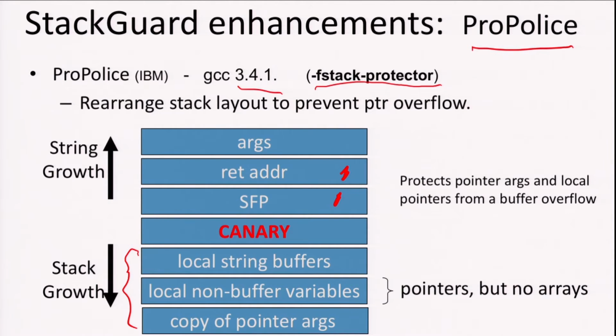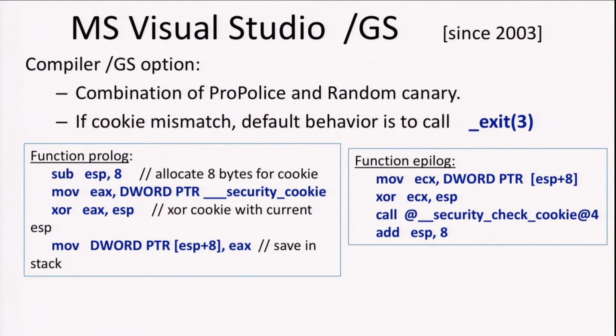So the main change is that normally arguments would go here, but in this case, if you have a string or a pointer argument, then you put it below here. Therefore, even if your canary is violated and remains unchanged by some trick, you cannot change the pointer arguments by doing a buffer overflow. So Microsoft Visual Studio since the 2003 version has combined the ideas from ProPolice, which protects the pointers, and the random canary idea.